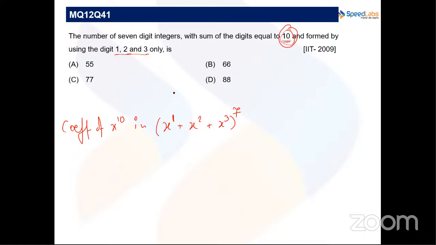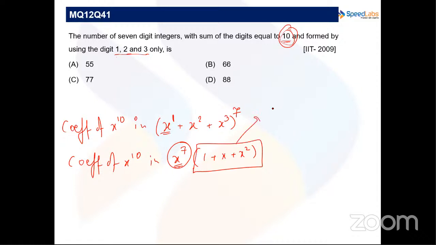Yeah, correct Parth. So we are taking x common. So the coefficient of x to the power 10 in x to the power 7 times (1 plus x plus x square) to the power 7. So from here we can see that each term will be multiplied by x to the power 7. So we have to find only the coefficient of x to the power 3 in the expansion of (1 plus x plus x squared) to the power 7.